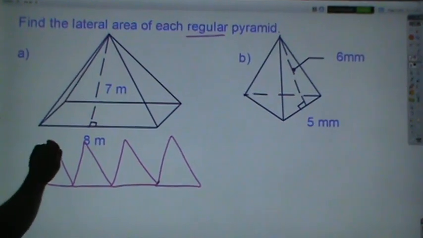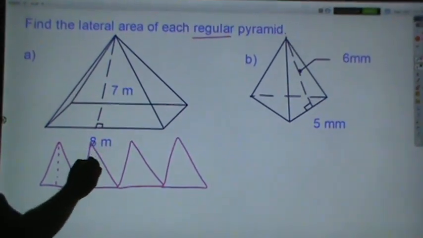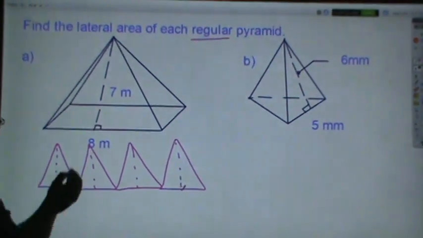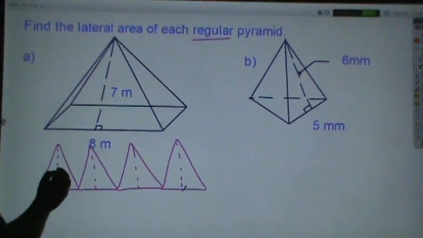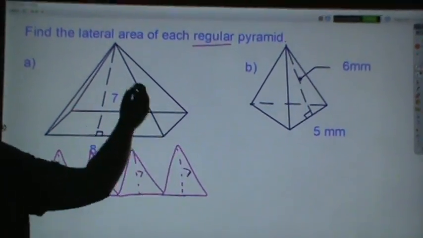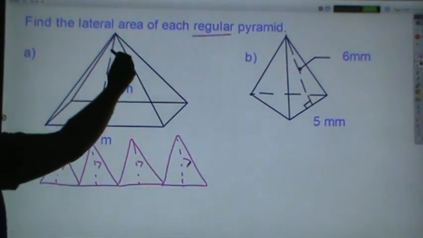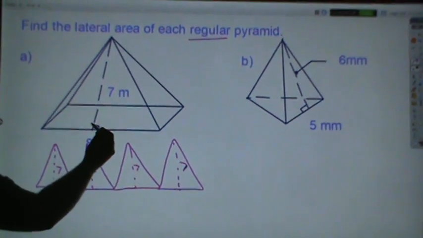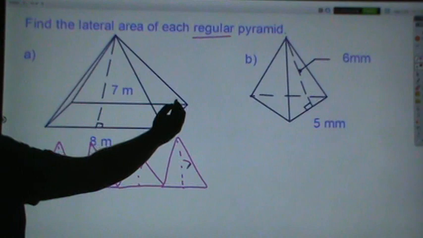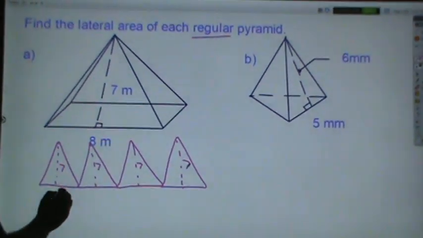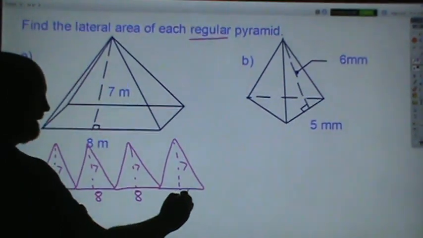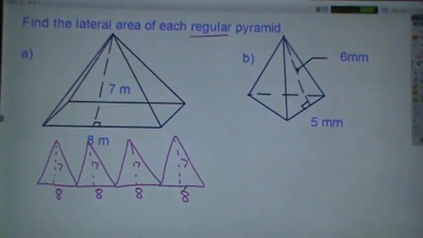And I could show the height of each triangle as 7. This is called the slant height of the pyramid. The slant height of the pyramid starts at the vertex and runs down the face so that it's perpendicular to the edge of the base. And each edge will have to be congruent because we have a regular pyramid, which means that we have that square.